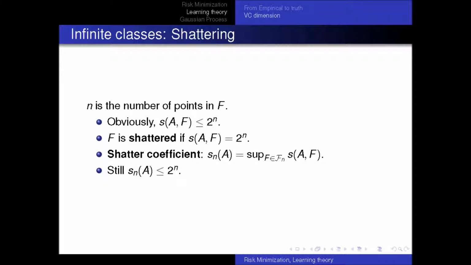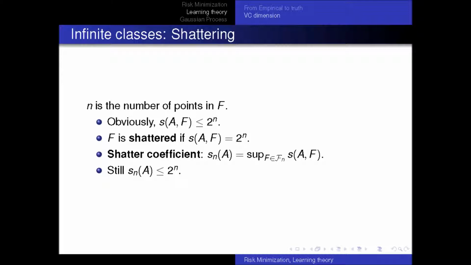So let n be the number of points in F. Obviously, S_A(F) should be less than or equal to 2 to the n, because the number of all the subsets is 2 to the n. And we say that F is shattered if S_A(F) exactly equals 2 to the n. So in the previous case, if F equals {1, 2}, then it is shattered by A.